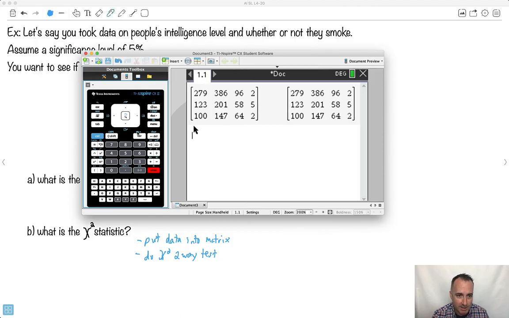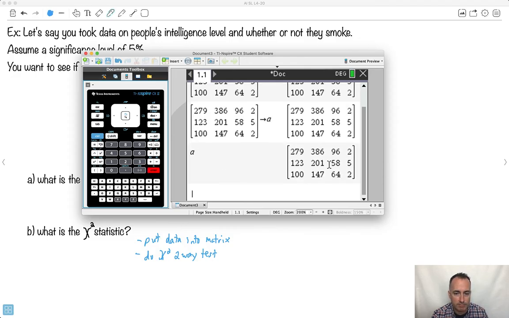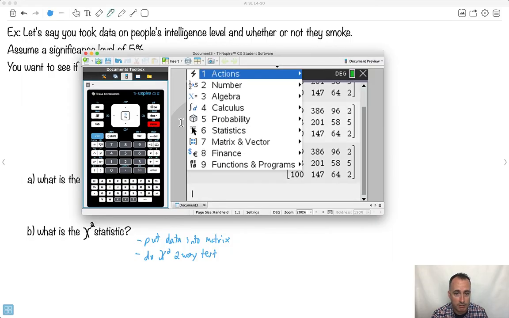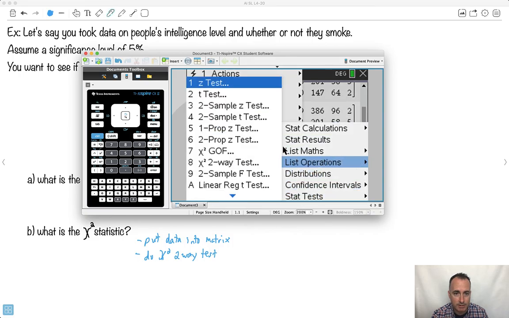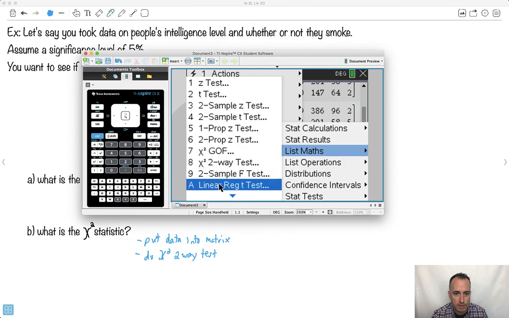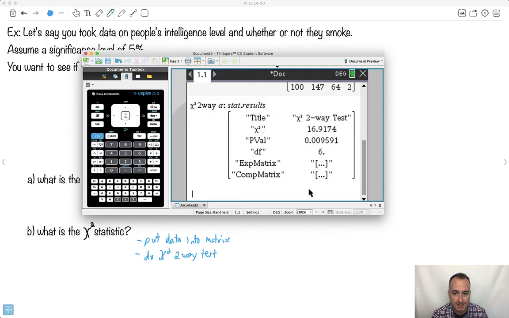So look carefully on the TI-Nspire. You see this little store button? So I'm going to go Control, VARS. I say store it and call it maybe A. So that way, anytime I type in the letter A, it just knows, oh, that's this one. That's useful for me. Because now I can do my statistics. So I go to menu, I go to statistics, I do stat tests. And look carefully. Do you see chi-squared two-way test is right here? Can you see it? Chi-squared two-way test. Boom. It says, where is your observed matrix? And I'm going to say, it's matrix A, please. That's it. That's all it needed.